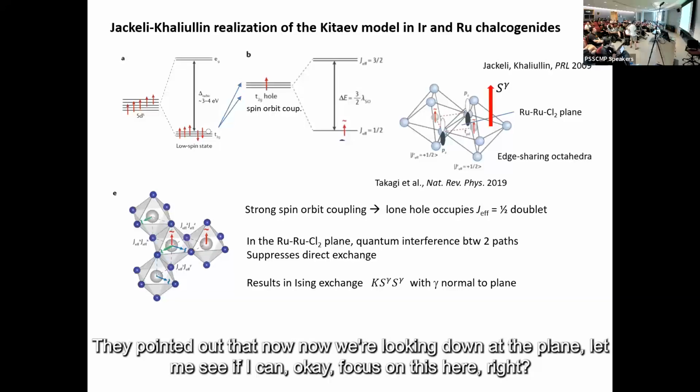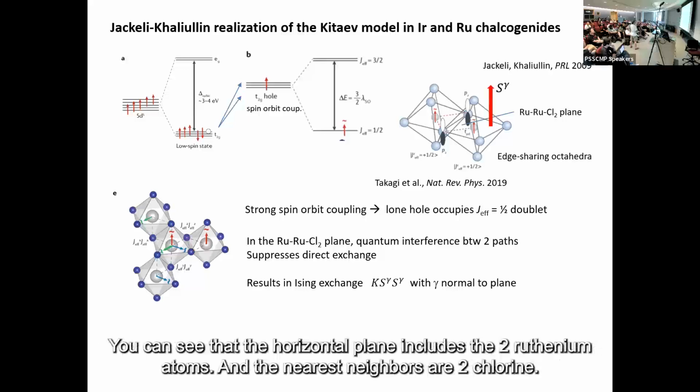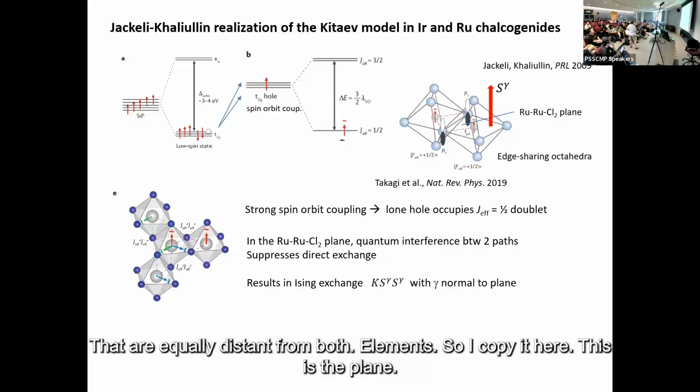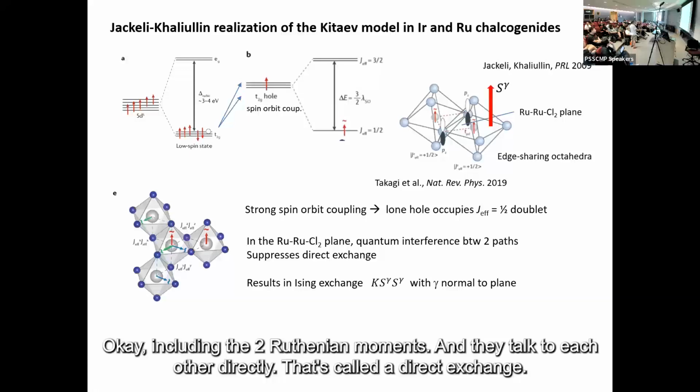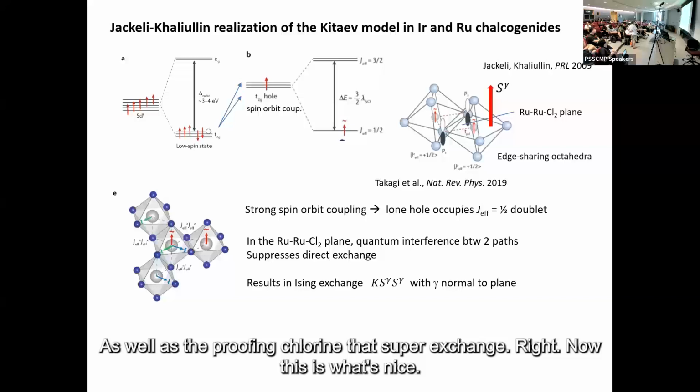They pointed out that now we're looking down at the plane. Let me see if I can focus on this pair here, right? You can see that the horizontal plane includes the two ruthenium atoms, and the nearest neighbors are two chlorine that are equidistant from both moments, right? So I copy it here. This is the plane including the two ruthenium moments, and they talk to each other directly. That's called the direct exchange, as well as through the chlorine, that's super exchange, right?